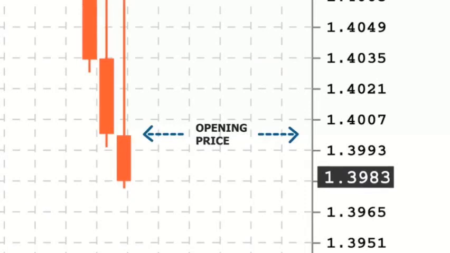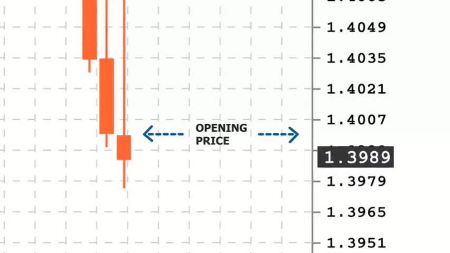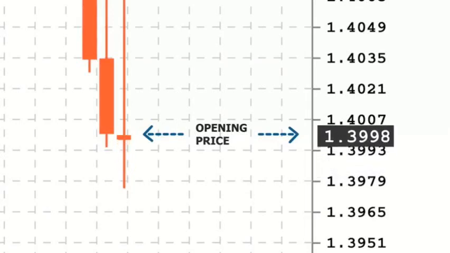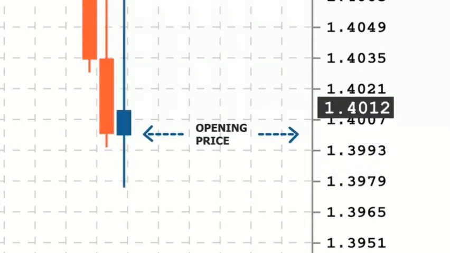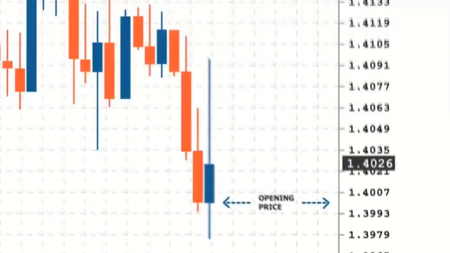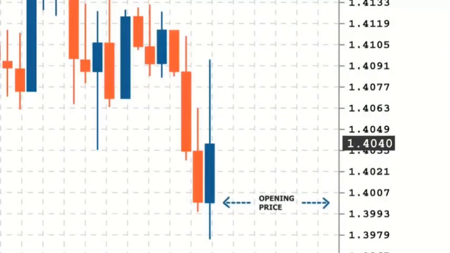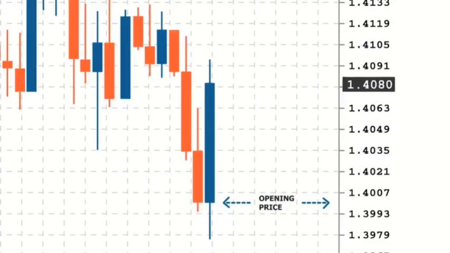In the same way, this candle will remain orange regardless of the movement of the price, and will only change to blue if the price goes above the opening price. If the candle finishes with the closing price above the opening price, then the candle will stay blue. Similarly, if the candle finishes with the closing price below the opening price, then the candle will stay orange.